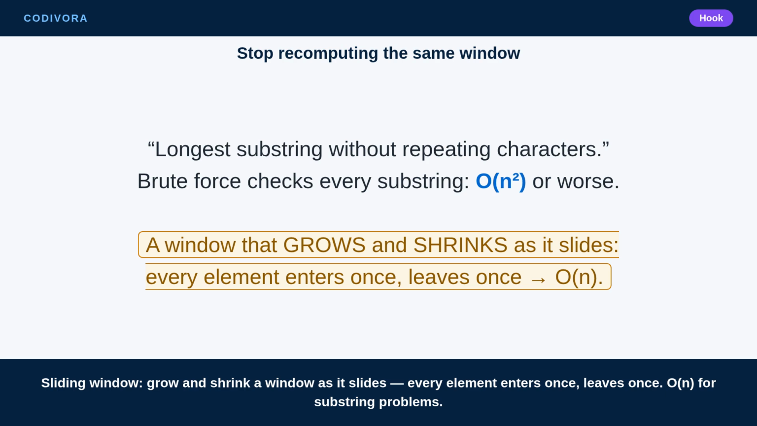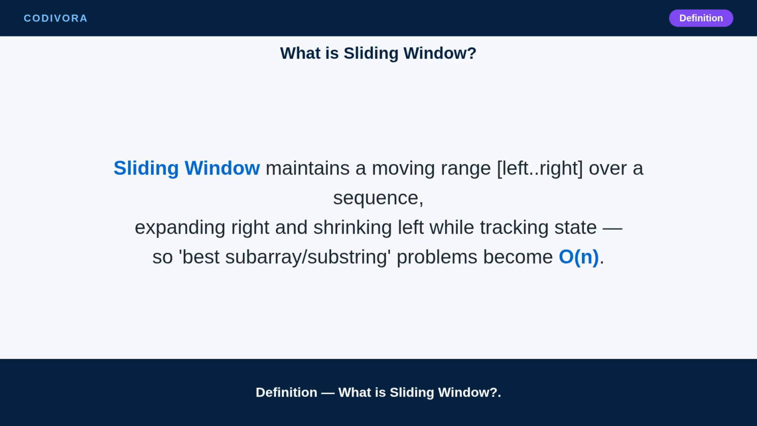Let's build both flavors. Definition first. Sliding window maintains a moving range, left to right, over an array or string. You expand the right edge and shrink the left edge when a window breaks a rule, while tracking state like a sum or character counts. Every element enters and leaves at most once, so best subarray and substring problems become linear.